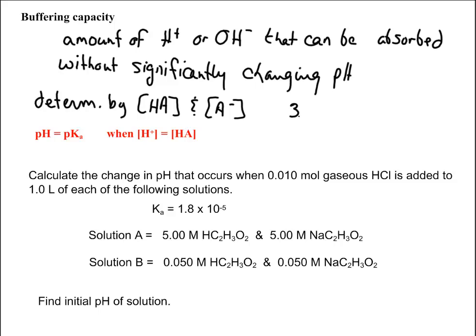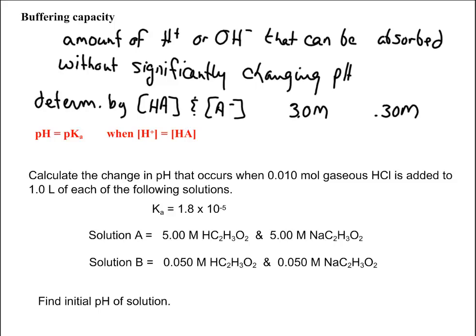So if I have 3 molar solutions of my acid and my anion, how does their buffering capacity compare to solutions where I have 0.30 molar solutions of my acid and my anion? Which is going to have a larger buffering capacity? The larger the concentration, the larger the buffering capacity.